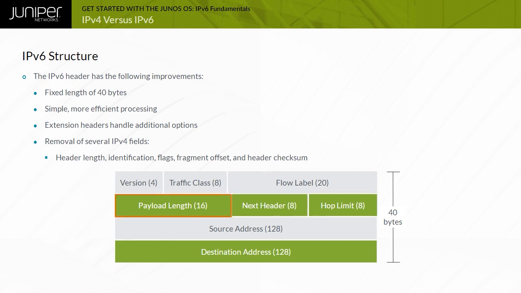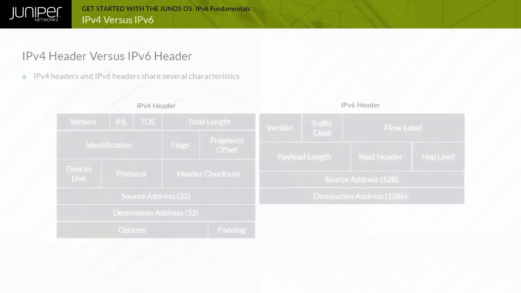Payload length, which is a 16-bit field that indicates the size of the payload in octets. Next header, which is an 8-bit field that indicates the next encapsulated protocol. Hop limit, which is an 8-bit field that replaces the time to live, or TTL field, in IPv4. Source address, which is a 128-bit field, and destination address, which is a 128-bit field.